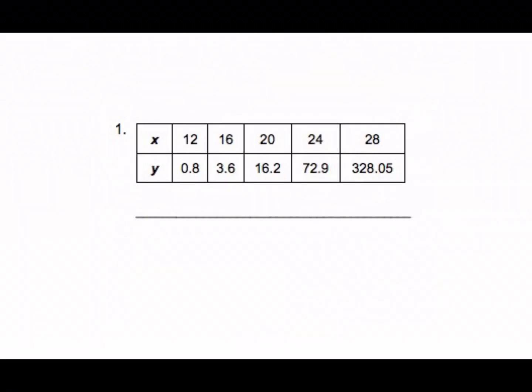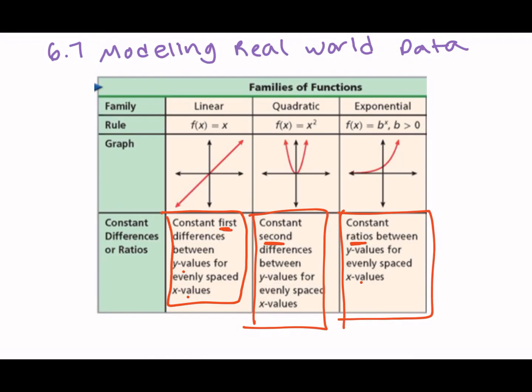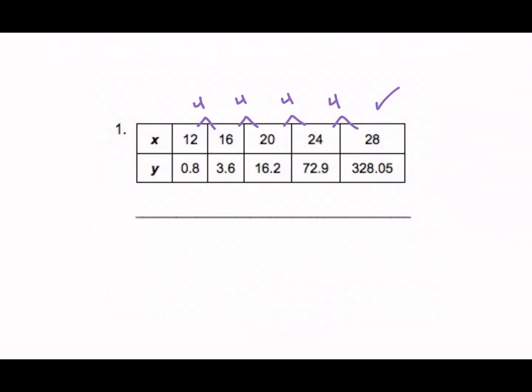So we want to see, do our x values, are they evenly spaced out? So if I look from 12 to 16, that goes up by 4, up by 4, up by 4 the whole way through. So check, they are evenly spaced out. So it's either going to be linear, quadratic, or exponential. So let's go ahead and check and see if it's linear. So it says constant first differences between y values. So we need to take the y values and we need to subtract all of them.